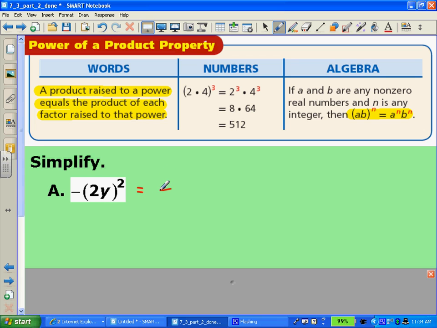So let's look at this one here. So the negative sign, it's not in the parentheses, so it's going to stay outside. And then I got 2 to the second, y to the second. Because, just like the property we just talked about, the exponent goes to each part of my product. Well, 2 to the second is 4, so I can go ahead and figure that out because that's pretty easy. So negative 4y squared would be my answer to that one.